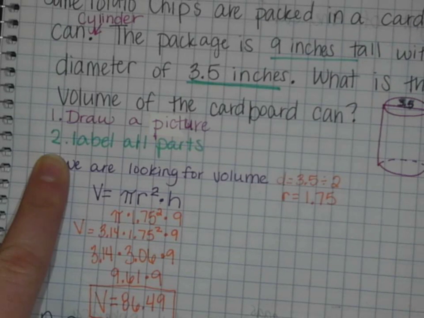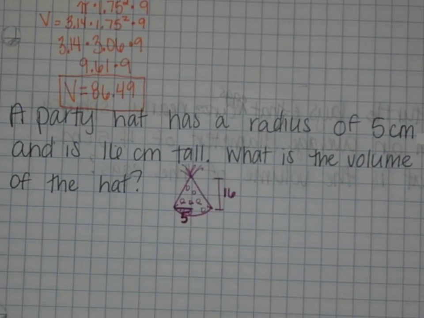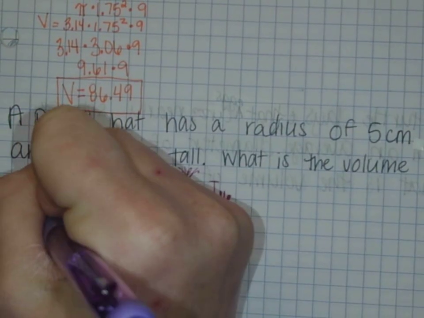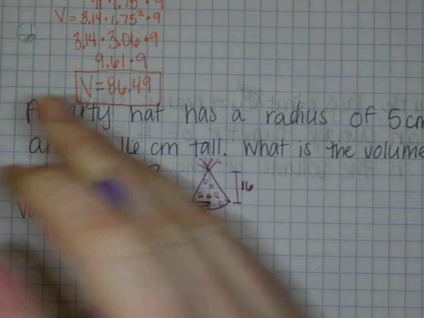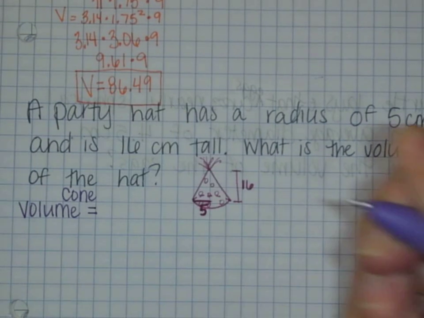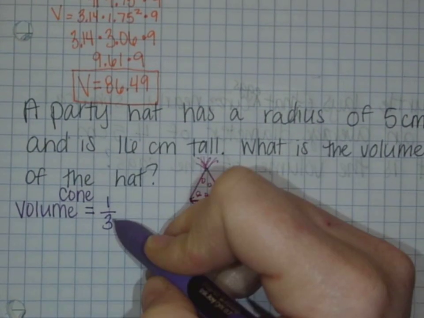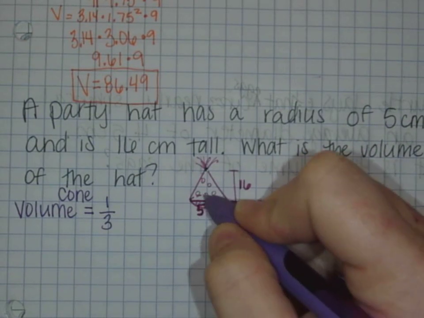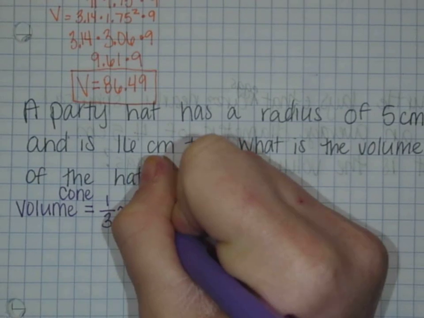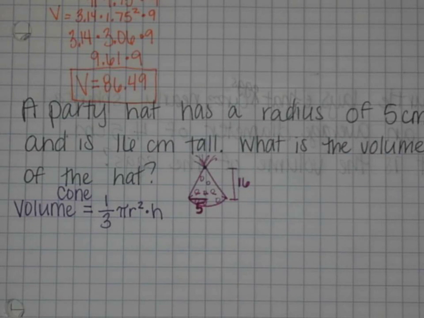actually write them down this time. So we drew our picture, we labeled all of our parts. Now we know that we're looking for volume again. And since we're looking for volume and it is a cone, volume of a cone is 1/3, because it comes to that single point. Remember, it's always 1/3. The shape of the base is a circle, so we know it's pi r squared times height.